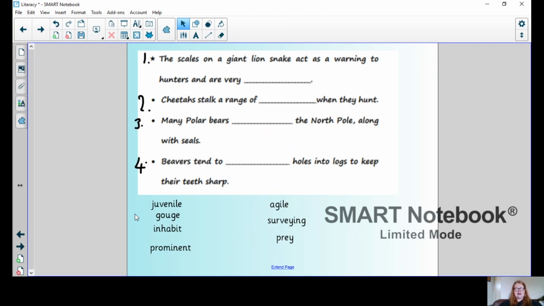So now we're going to go through the answers. So the scales on a giant lion snake act as a warning to hunters and are very prominent. It means they stand out. Super. Cheetahs stalk a range of prey when they hunt. So remember, prey is an animal that is hunted by another animal. Many polar bears inhabit the North Pole along with seals. So that means they live in the North Pole. And beavers tend to gouge holes into logs to keep their teeth sharp. So they tend to make rough holes in logs. Brilliant.